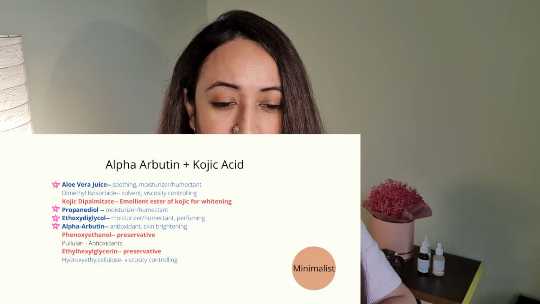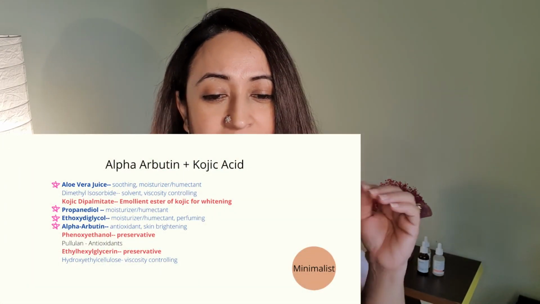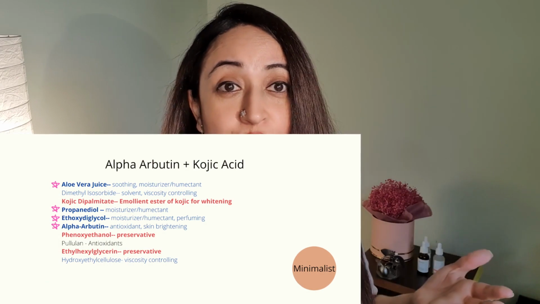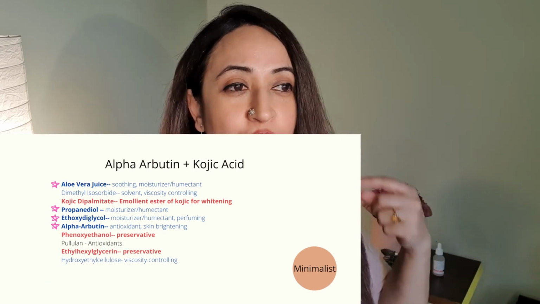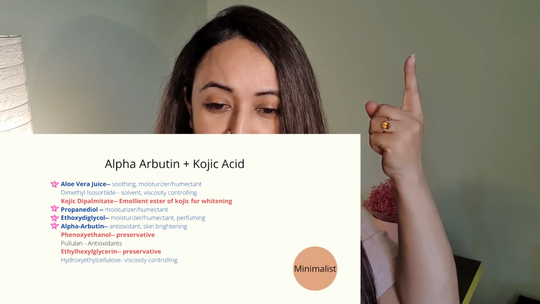We're going to be discussing Alpha Arbutin plus kojic acid from the Minimalist. Now, if you see on your screen, it's again a great formulation because it has aloe vera juice, which we discussed in my previous video, if you caught it. It's going to be listed here.